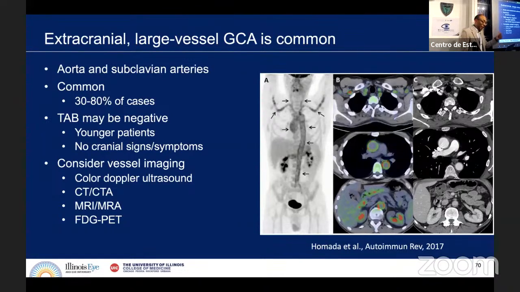GCA, of course, attacks medium and large size vessels, which is why you can get all of these problems in the aorta, subclavian arteries. And the temporal artery may be negative in patients who are young and don't have cranial signs and symptoms. So sometimes my rheumatology colleagues and I will image the blood vessels to help with that. So Doppler, CTA, MRA, even PET scanning.